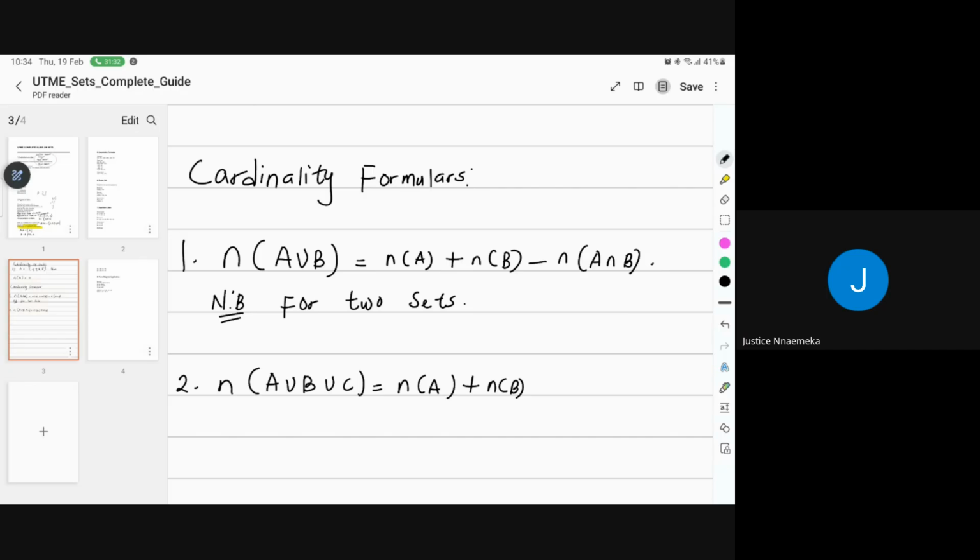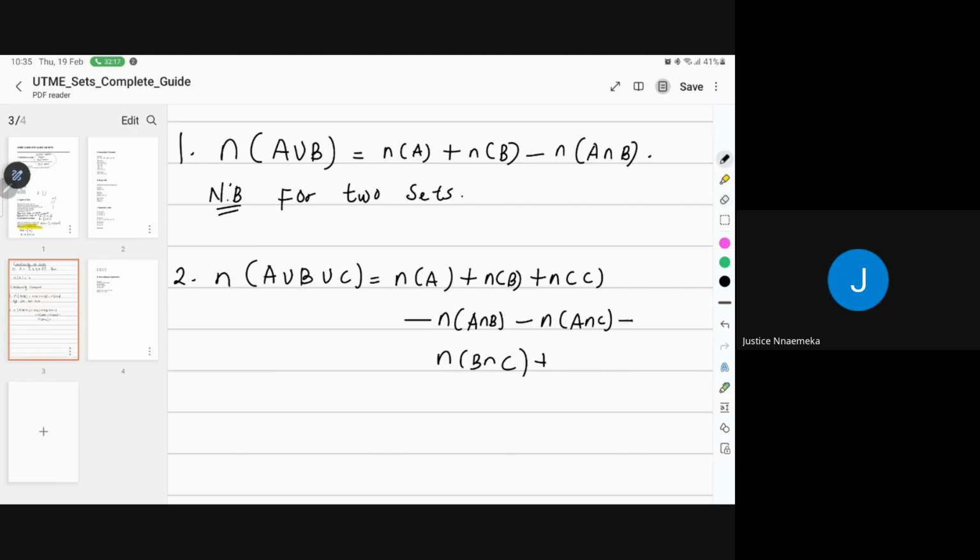Does it also have minus A intersection B? Yes, it's going to have minus n(A intersection B), minus n(A intersection C). Then that one happens to be the longest: minus n(B intersection C), plus n(A intersection B intersection C). Sorry, I'm not writing properly again.